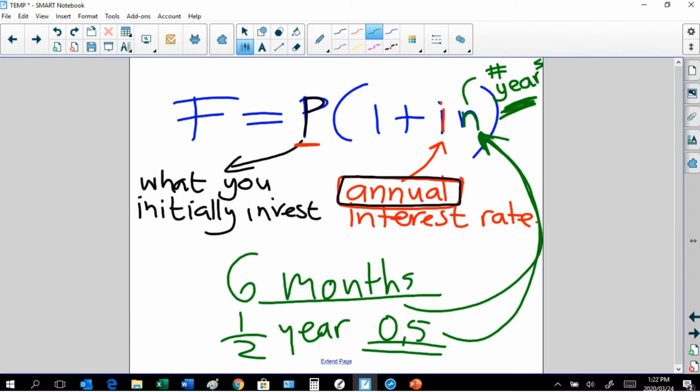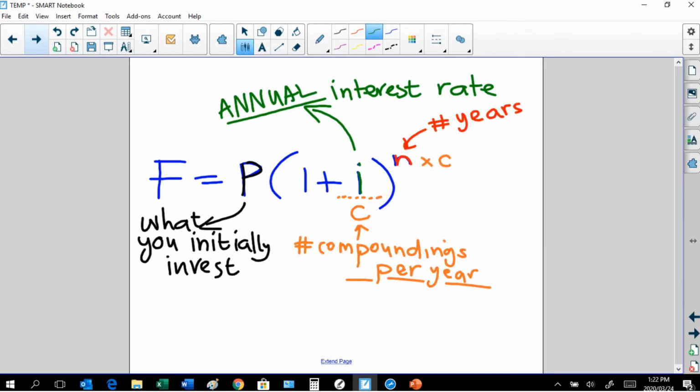Okay. As long as you remember that your interest rate here is always per annum, so just make a conversion, and your N here is always in terms of years, so make the conversion. As long as you put them in that format, you'll always get the right F. Okay. And then across to the compound interest formula. Again, P is exactly the same. It's what you invest. Alright.